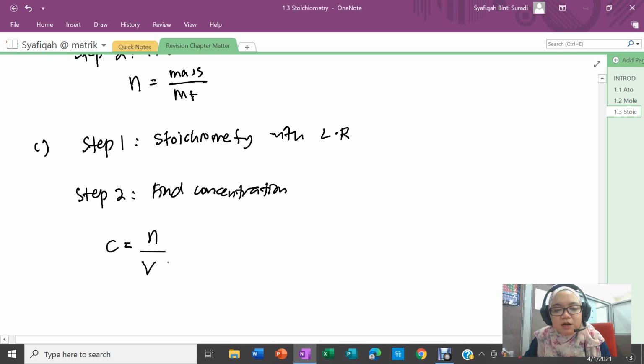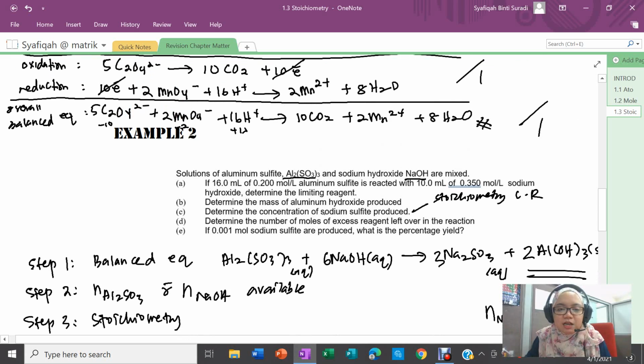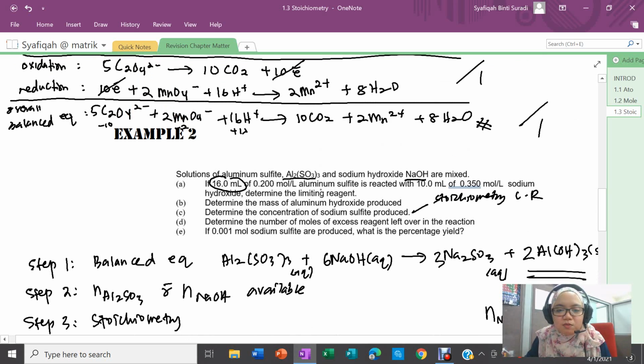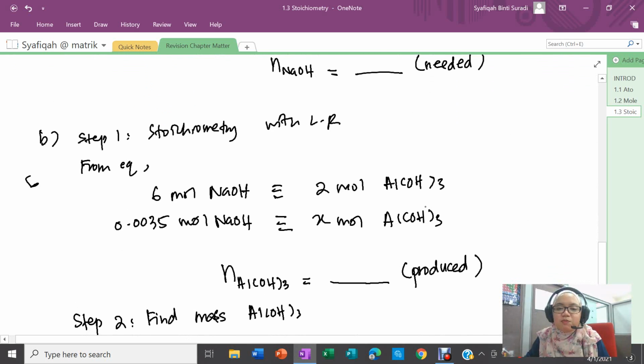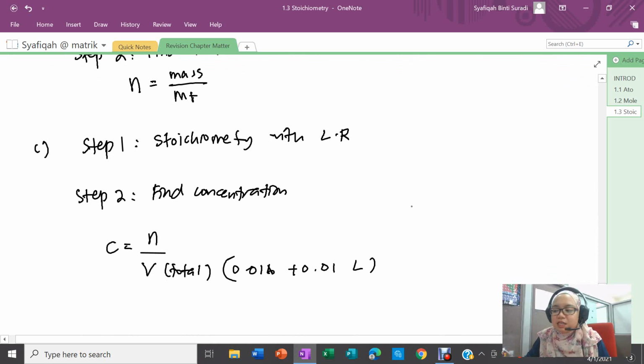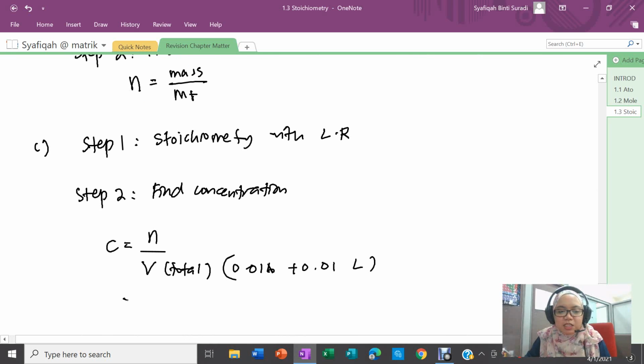Nak cari volume ni apa? Volume ni total volume dia tadi. Okay, total volume. Yang 0.016 plus 0.01 liter. Dalam liter. Okay, mana dapat ni Miss? Ni lah tadi dekat soalan ni. Volume reactant tadi ni. Okay, so ni awak kena tukar jadi liter. Kenapa? Concentration mole per liter, betul tak? So, kena tukar jadi liter lah. So, awak akan dapat jawapan dekat sini.